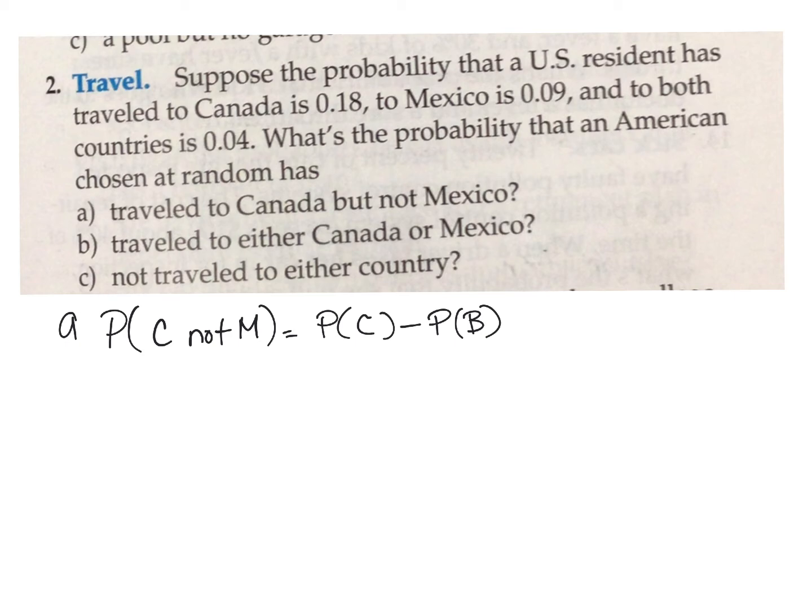Not that that matters, but okay, so that's going to be what? What's the probability that a person's been to Canada? 0.18 minus the probability they've been to both, 0.04. So the probability that they've been to Canada but not Mexico is 0.14. Okay.